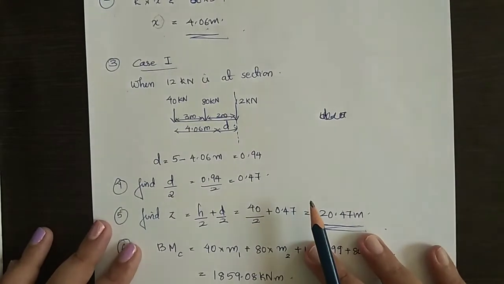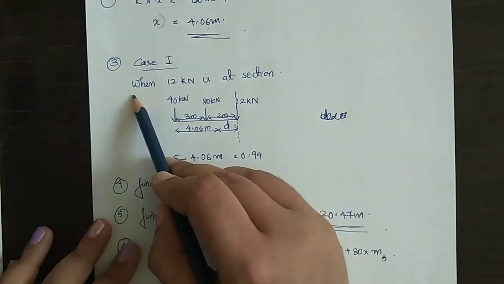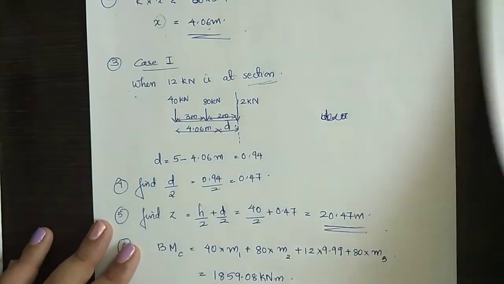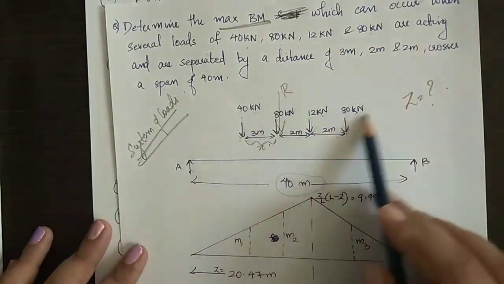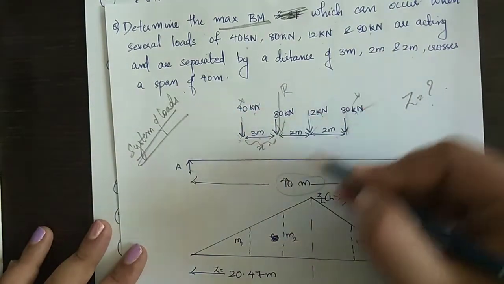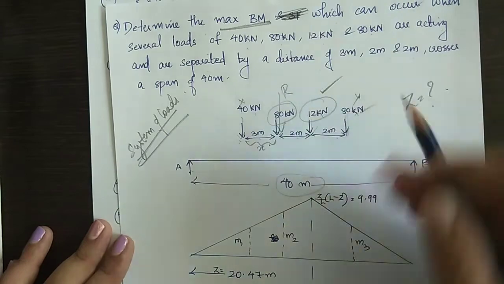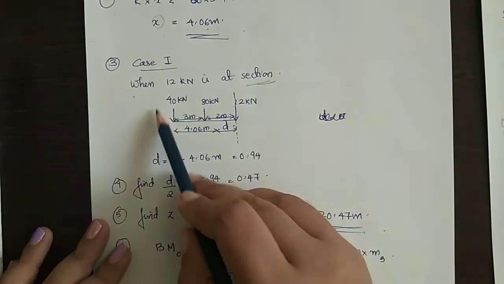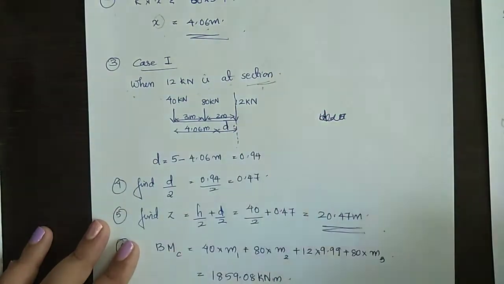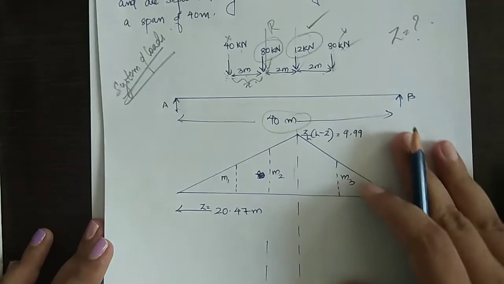Now we have to place a load at the section. So here is a 4-load system. We can neglect the loads at the end and consider the loads in the middle. So here we are neglecting 40 and 80 kilonewton and considering 80 kilonewton and 12 kilonewton. Now in the third step, we are considering this 12 kilonewton. We are placing the 12 kilonewton at the section. Draw the section along 12 kilonewton, extend the section line.